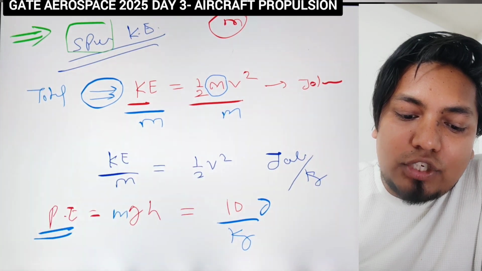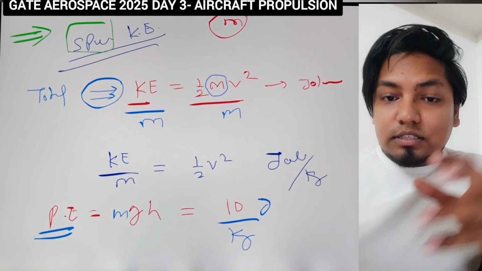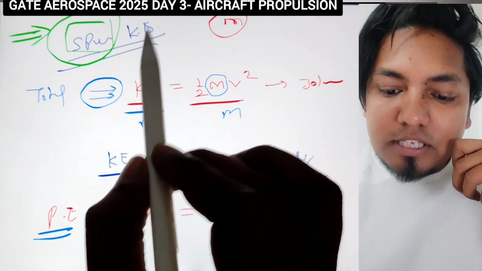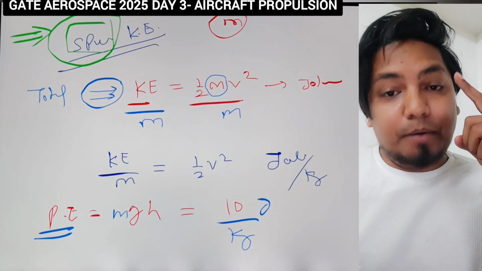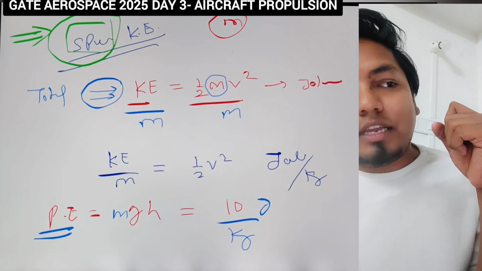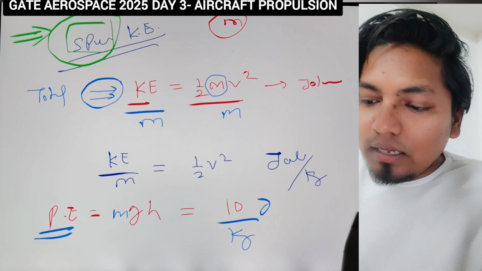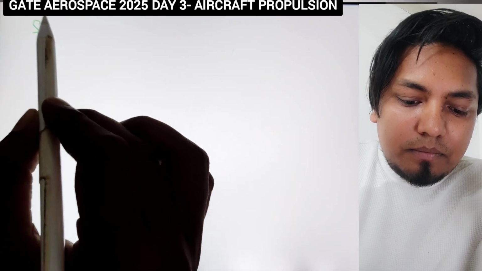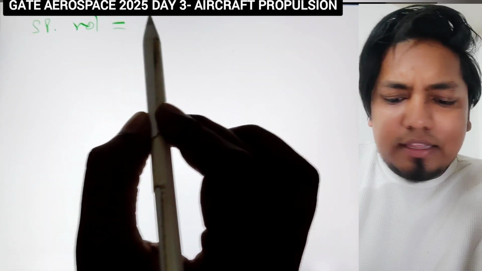But why did I start this topic? Because this is the general perception among students: if anything is specific, just divide by m. But no guys, there is one property I will show you. Now I'm changing the page. Suppose you are looking for specific volume. Yes, that's correct, you will do volume by mass.